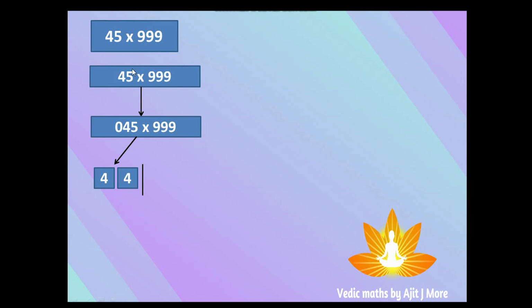I guess you are understanding it. Now the second part is to apply all from 9 and last from 10. 9 minus 0 is 9, 9 minus 4 is 5, and 10 minus 5 is 5. Combine this, and that is your answer. That easy it is, isn't it?